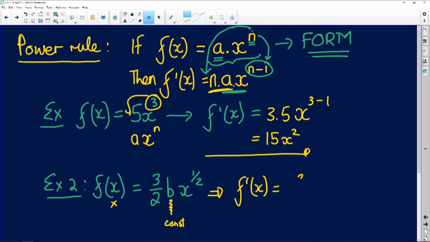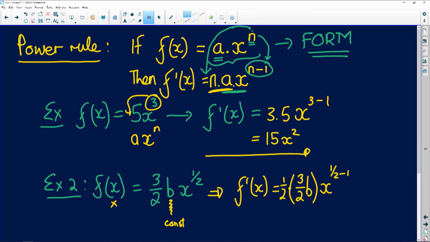The coefficient of x is still 3 over 2 times b. Now remember, the half has to come down. So it is a half multiplied by what was in front of the x. The old power of x was a half, and now be careful. I'm going to take that old power of a half and I'm going to subtract 1 from it. Okay, so that becomes minus 1.